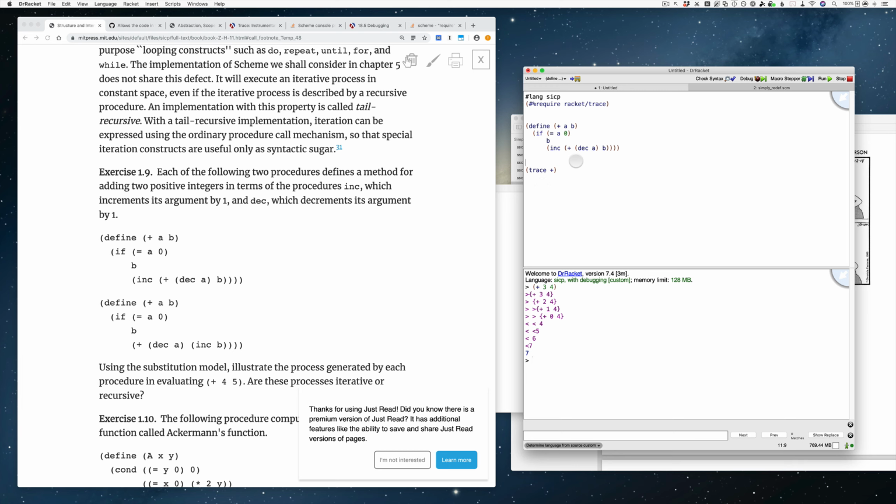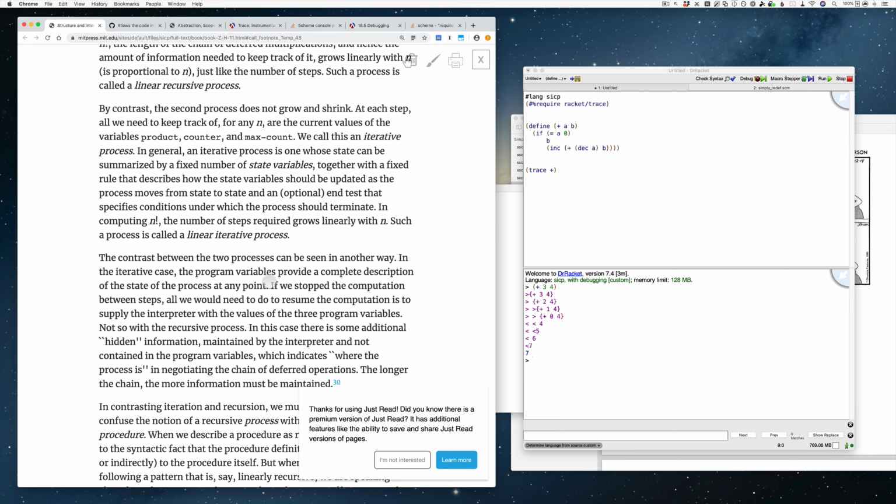I don't think you could just take the A and the B and figure out where you were in the process and carry on from there. You need the information of the state of the program. You couldn't just look at the A and the B and figure out where you were. What did it say about that?